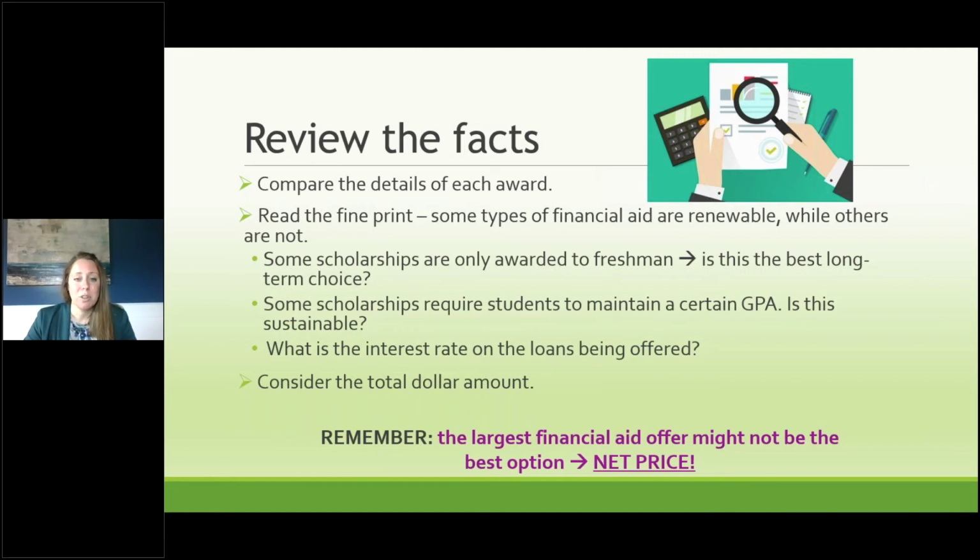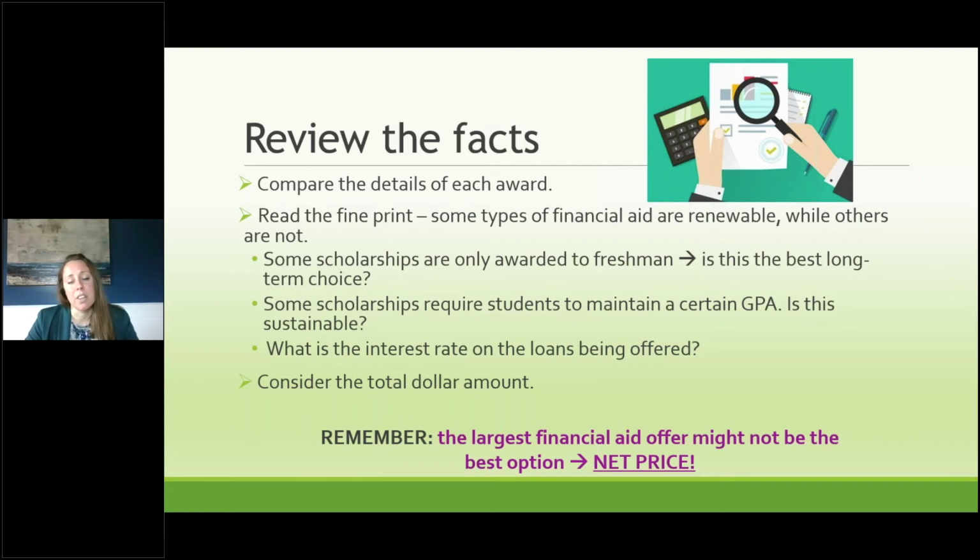So it's good to consider that when making a decision of where to attend college. Some scholarships require the student to maintain a certain GPA. Is this sustainable? That's a big question mark. If the student did great in high school and has a 3.8 GPA, if they're taking chemistry and physics and all these really tough classes, is their GPA going to suffer? Are they going to lose a scholarship over it? Those are all things to consider.